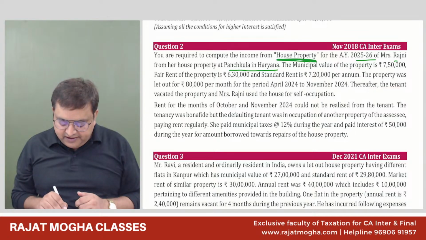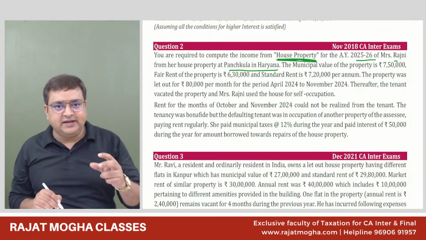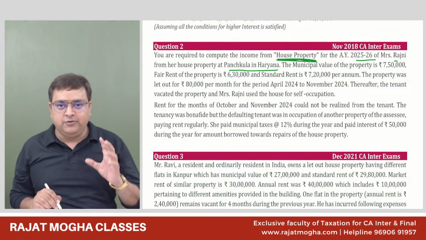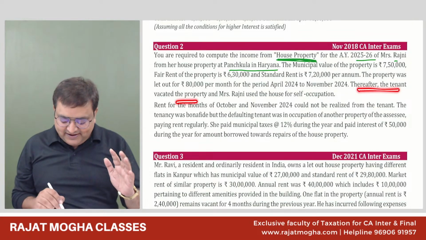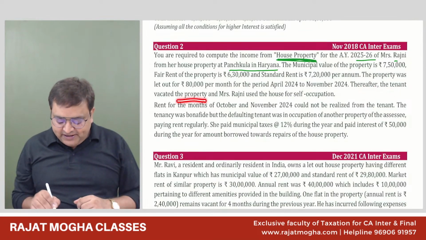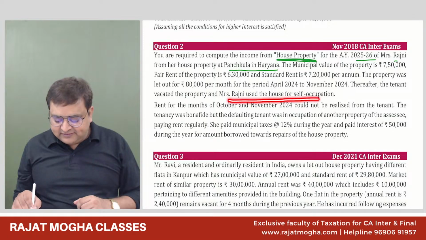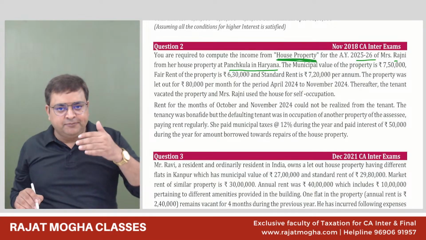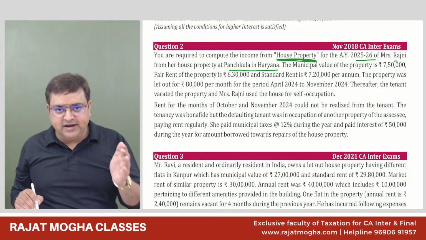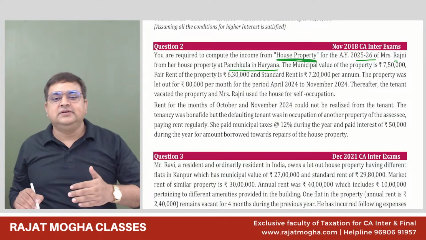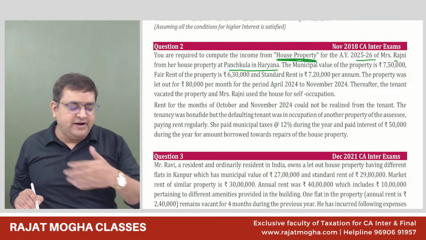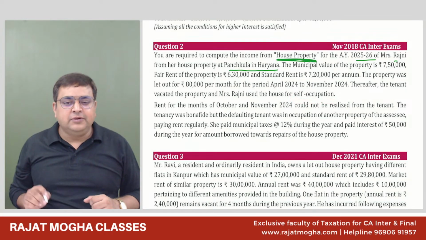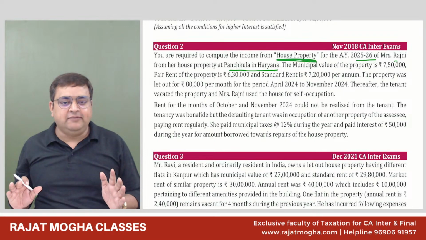Thereafter, the tenant vacated the property. Okay, there is a vacancy. And Mrs. Rajni used the house for self-occupation. Please read the full line. The tenant vacated the property and Mrs. Rajni used the house for self-occupation thereafter. Please tell me, at any point of time, was the property vacant? As soon as the tenant went out, the owner came in as self-occupation. So the property was not empty at any point of time. So there is no vacancy.